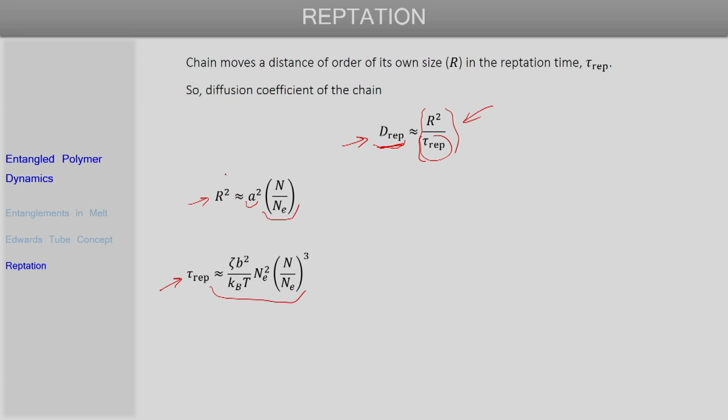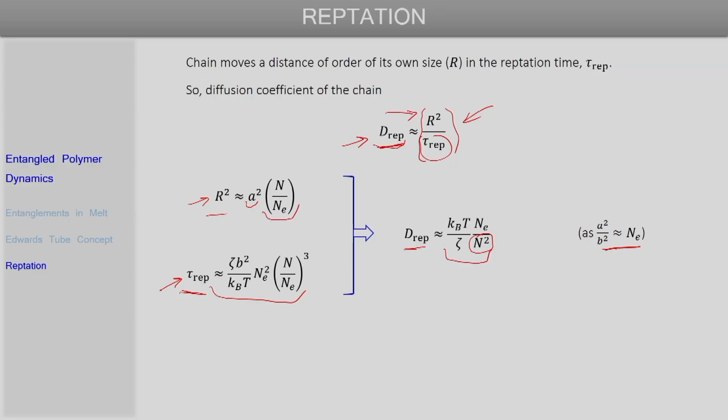So, if we take these two expressions, one for R squared and one for the reptation time, and we substitute both of those expressions here, then the expression for the diffusion coefficient in this reptation model reduces to just this, where apart from taking the ratio, we have also made use of the fact that a squared by b squared is equal to simply Ne. So, we see that the diffusion coefficient for reptation scales as reciprocal of N squared, or equivalently it will scale as reciprocal of M squared, where M is the molar mass of the polymer, because N, which is the number of Kuhn monomers, and M, which is the molar mass, are directly related. So, in this reptation model, the diffusion coefficient scales as reciprocal of M squared, or M to the power minus 2. That is the prediction of this model.